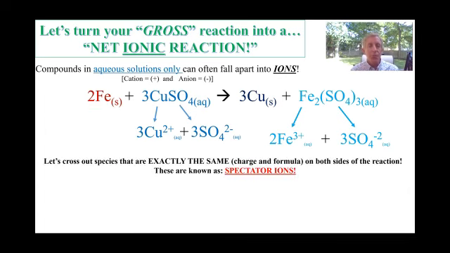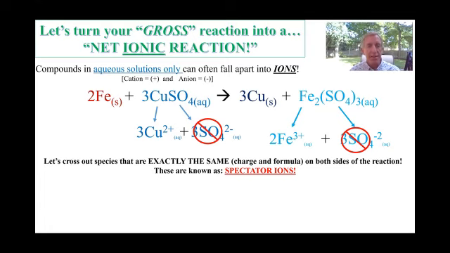What we want to do is cancel out any species on the reactant side and the product side that are exactly the same charge, the same species. Has to be exactly the same. So in this situation, the sulfates are exactly the same, and we have 3 sulfates on the reactant side and 3 sulfates on the product side.